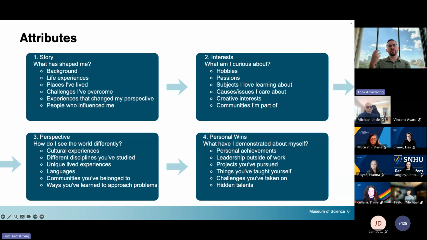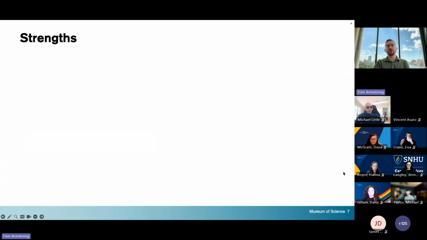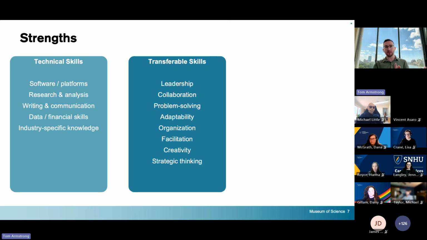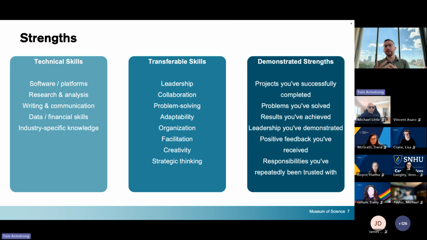So as you start to develop that concept of what your attributes are, you also want to think about what your strengths are. Your strengths are your professional and technical value. Strengths are the capabilities, competencies, and patterns that create professional value. So this might be your technical skills, like software you use, or writing skills, or financial skills, or transferable skills like leadership, problem solving, organization. And then your demonstrative strengths, so projects you've successfully completed, positive feedback you've received.